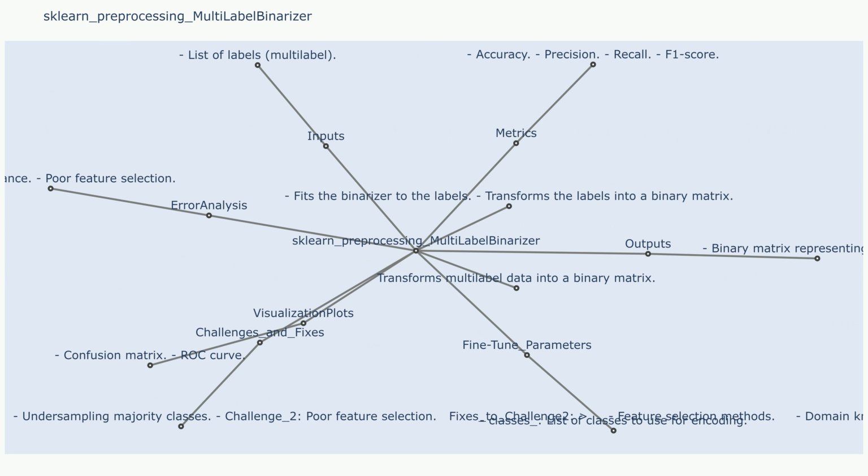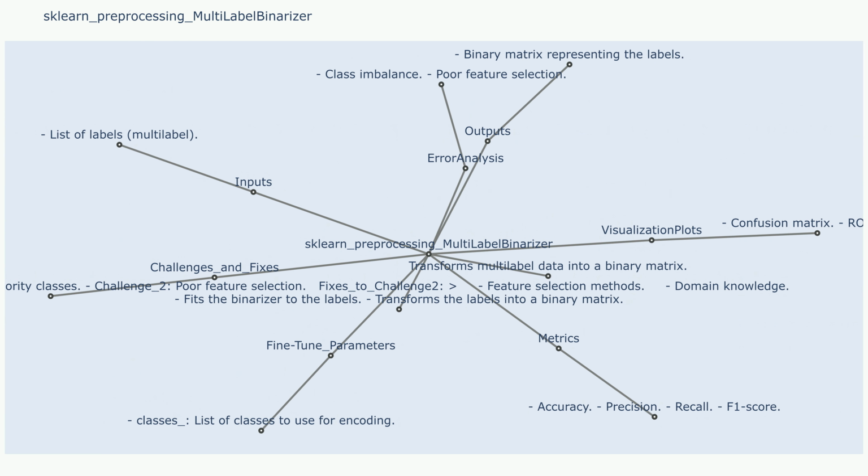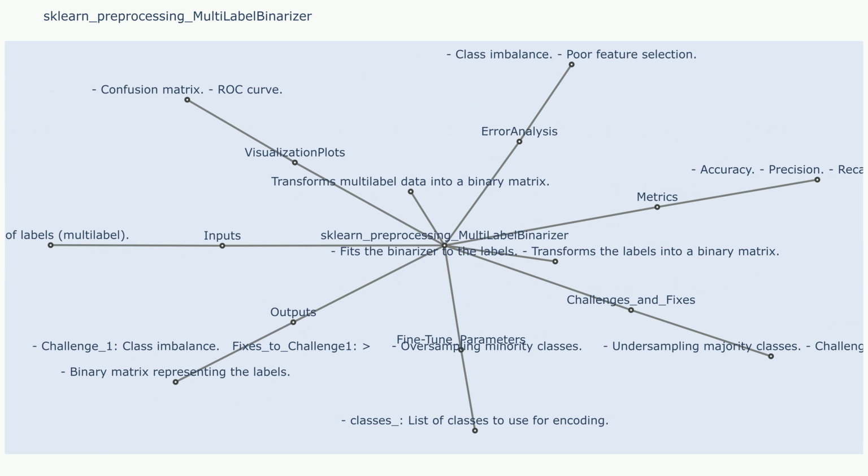Steps: the MultiLabelBinarizer first determines the unique labels present in the input data. It then creates a mapping between each label and its corresponding column index in the output matrix. For each sample, the transformer iterates over its labels and sets the corresponding elements in the output matrix to 1.